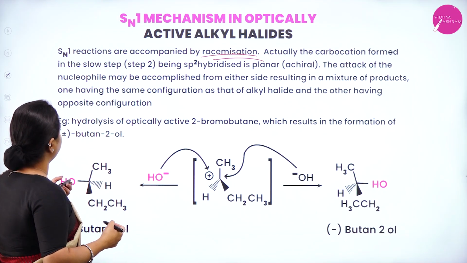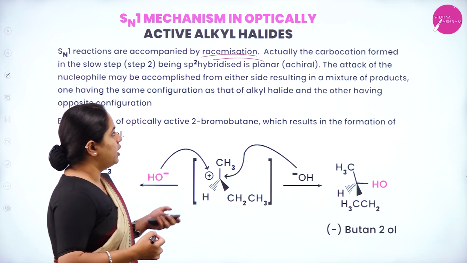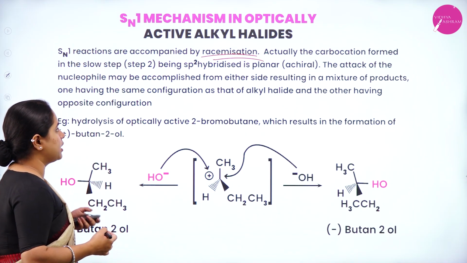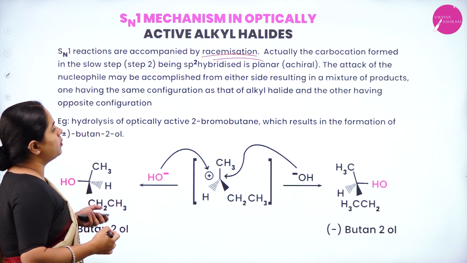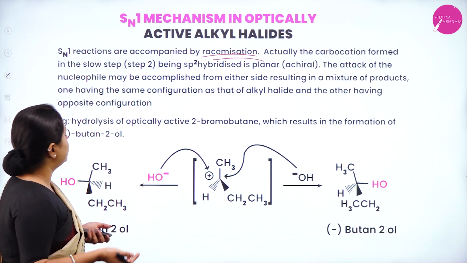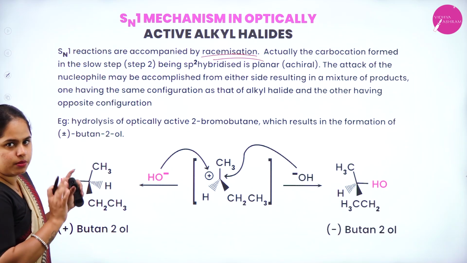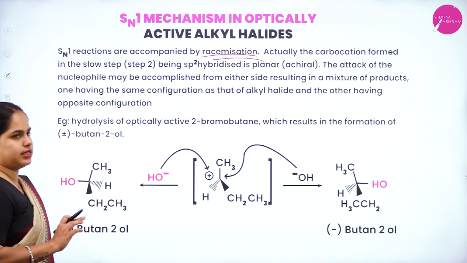Actually, the carbocation formed in the slow step, being sp2 hybridized, is planar. The attack of the nucleophile may be accomplished from either side, resulting in a mixture of products, one having the same configuration as that of the alkyl halide and the other having the opposite configuration. So let us understand this paragraph with an example.